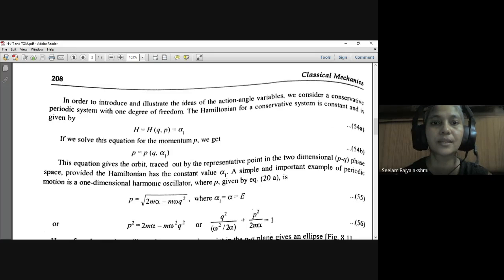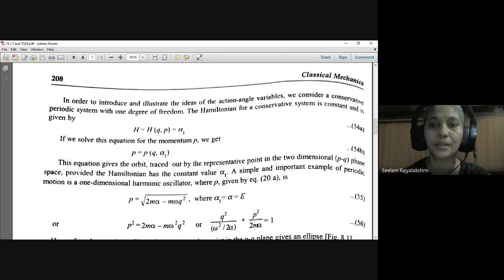In order to illustrate the ideas of action-angle variables, we consider a conservative periodic system with 1 degree of freedom. The Hamiltonian for a conservative system is constant and is given by H = H(q, p) = alpha 1. So H is a function of q and p. If we solve this equation for the momentum p, we get p = p(q, alpha 1), which is equation 54b. This equation gives the orbit traced out by the representative point in the two-dimensional pq phase space, provided the Hamiltonian has the constant value alpha 1.